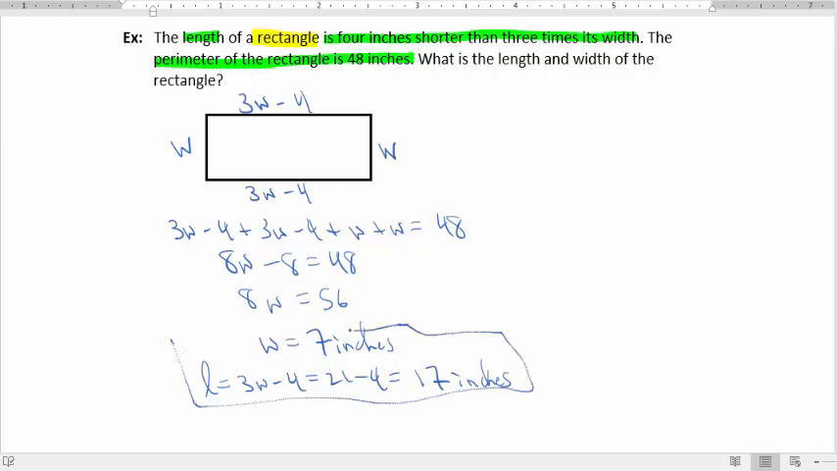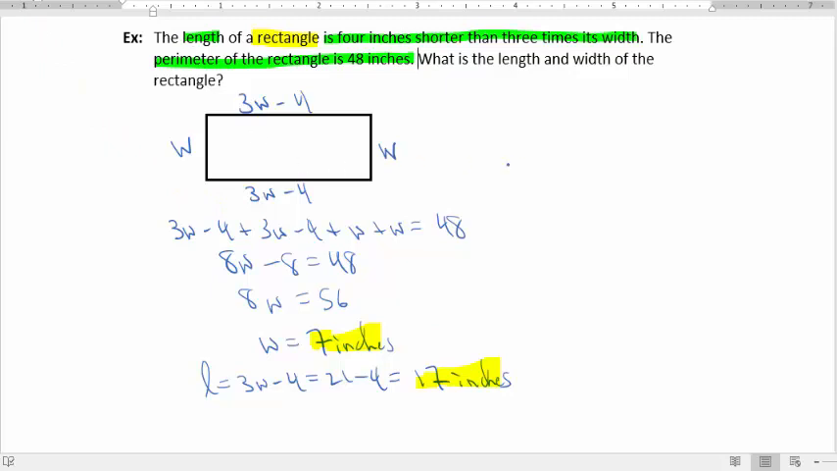And then you should just verify basically that when you add all those up, you end up getting your 48, right? 7 times 2 is 14. 17 times 2 is 34. So 14 plus 34 is going to give you 48. So it does work. So the width is 7 inches, the length is 17 inches.